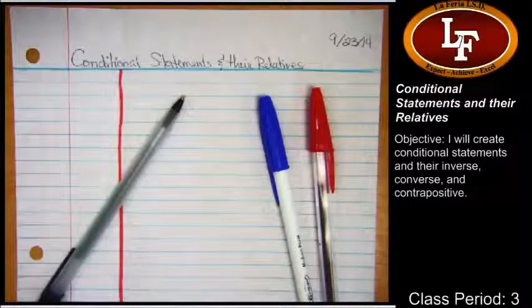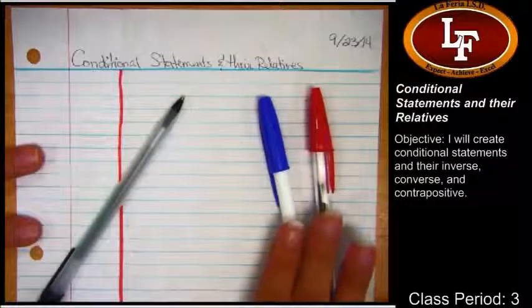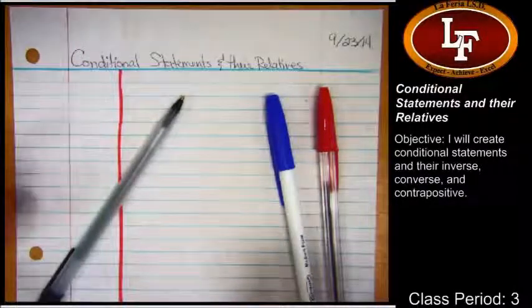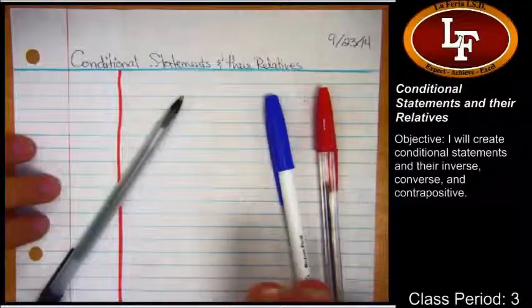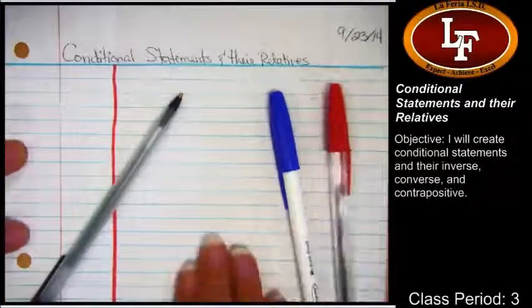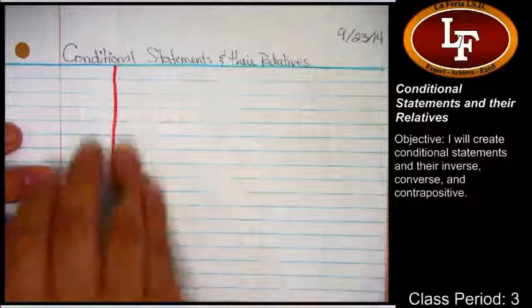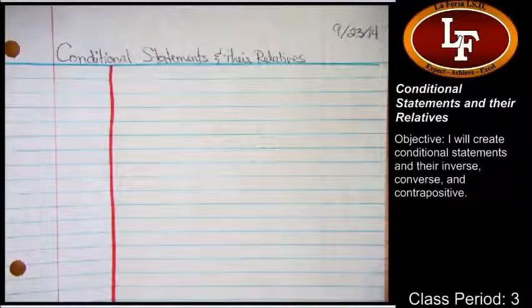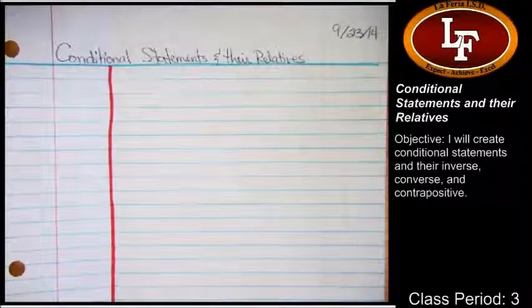All right. There's going to be a lot of writing today, but no drawing. As you can see, I've got a pen out, and I've also got 2 different colored pens. If you've got some different colored writing utensils, now's the time to pull out 2 of your favorite colors. If you don't, that's okay. We can do it without the different colors. All right, so you guys, title: conditional statements and their relatives.